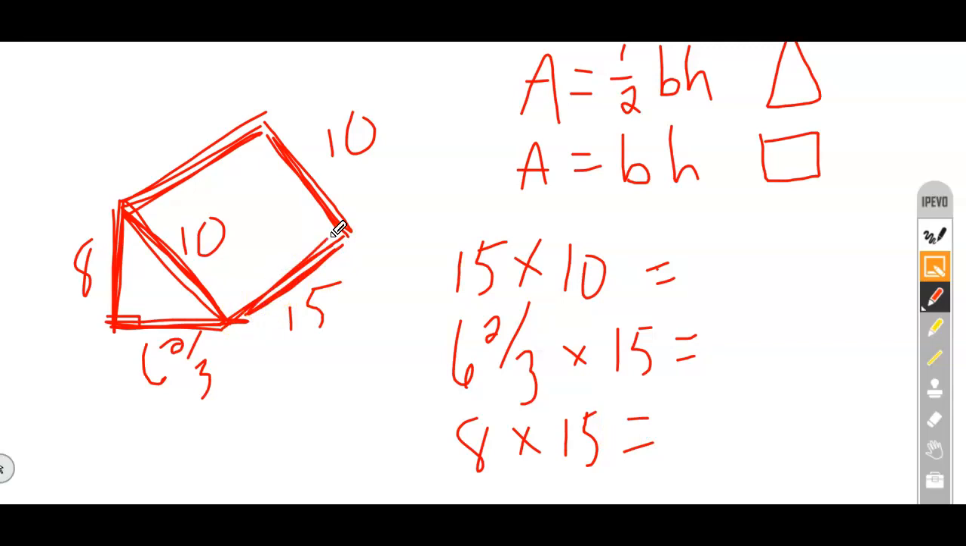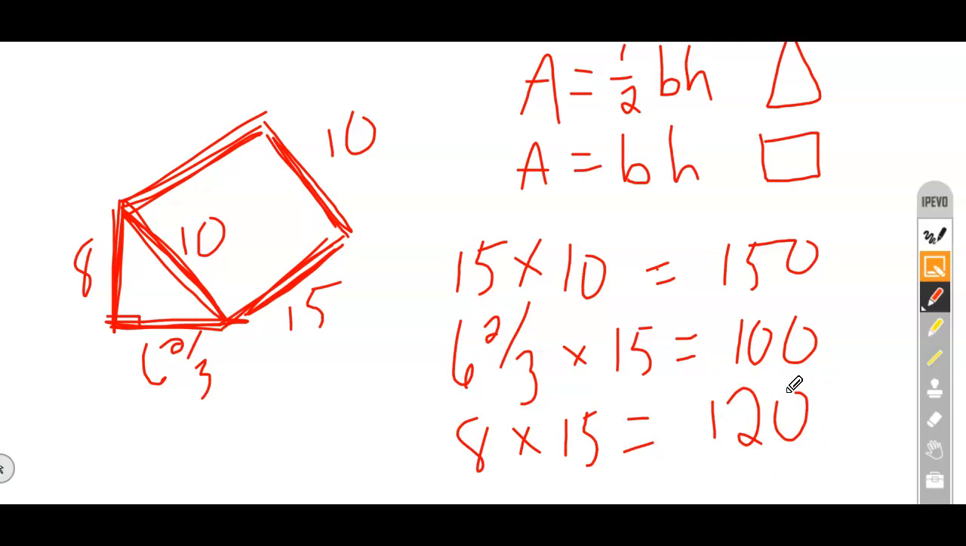What's the third one? Somebody else help me out here. 8 and 15. So notice all 3 rectangles have that 15, don't they? All right, so 15 times 10 is 150. What's 6 2/3 times 15? 100. 8 times 15? 120. All right, so now I got 3 rectangles.